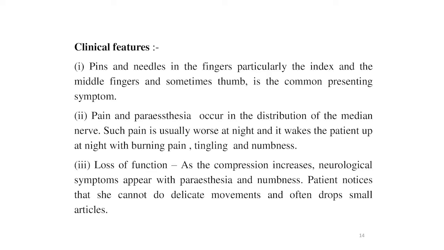The second clinical feature is pain and paresthesia in the distribution of the median nerve. Such pain is usually worse at night and it wakes the patient up with burning pain, tingling and numbness. The fingers may feel swollen. Hanging the arm over the side of the bed and getting up or walking about may relieve the pain. The pain radiates up along the forearm up to the arm. The fingers may feel stiff, particularly in the morning, maybe due to the compression of the flexor tendon.